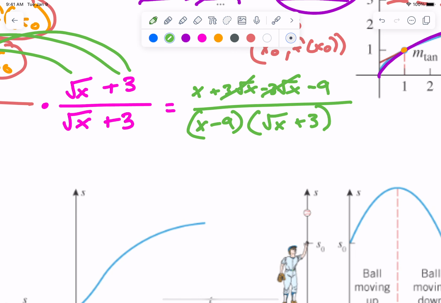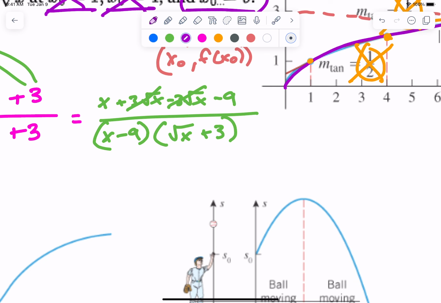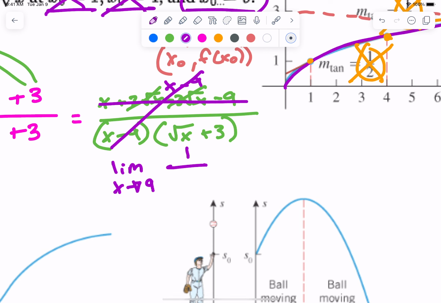On the top, we've got x minus 9, but it cancels, right? See, you guys got it already. Now I have the limit as x goes to 9 of what's left: 1 over the square root of x plus 3. And now I plug 9 in. What's the square root of 9 plus 3? 6, so my slope is 1/6.